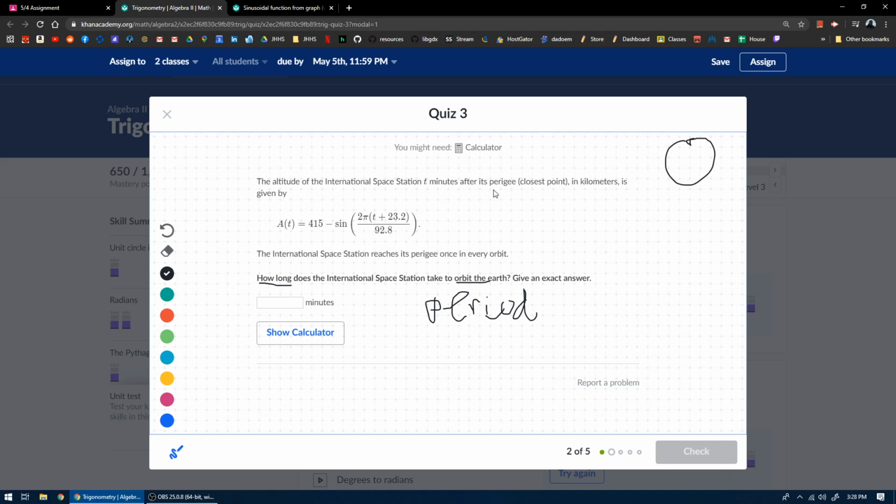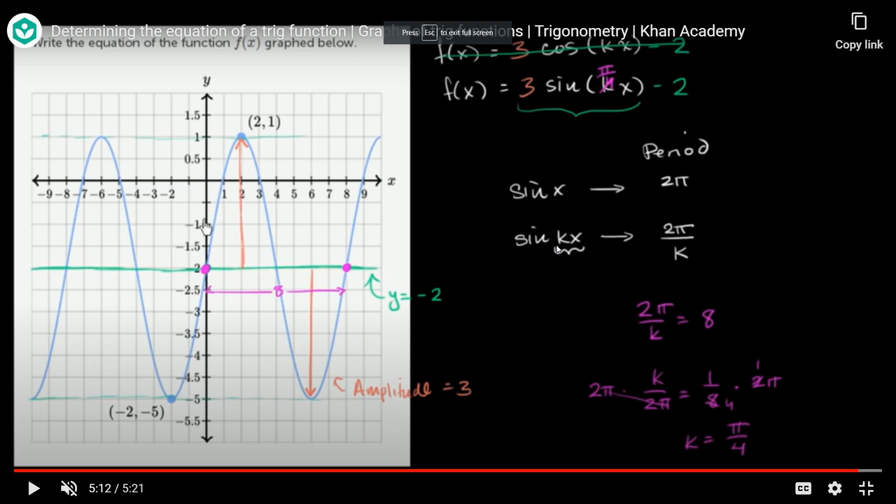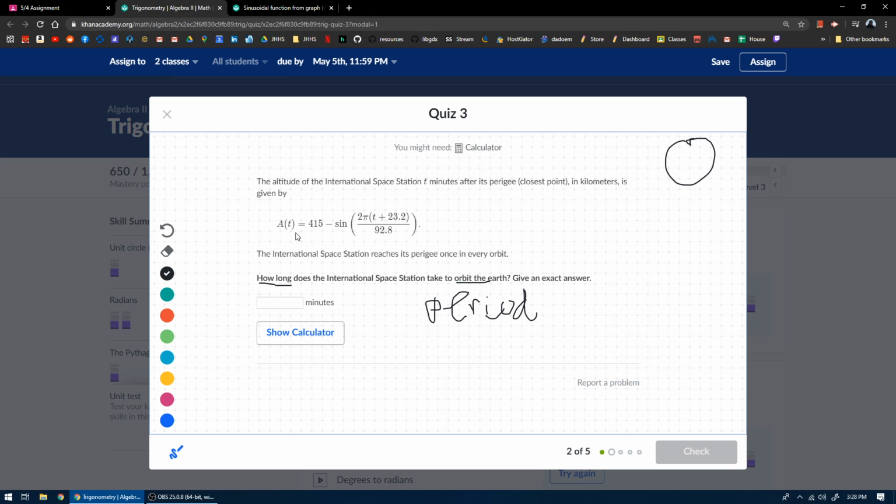Let me just double check this. T minutes after surgery. All right, yeah. So it's asking, what is the period of this graph? Now it's the same thing as last time. I need to pick out what's in front of the x and use that to find the period. So the x here is actually t, right? My t is right here.